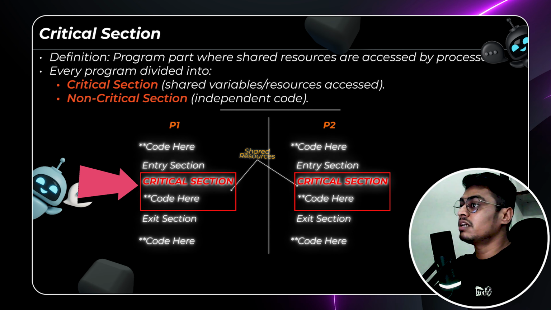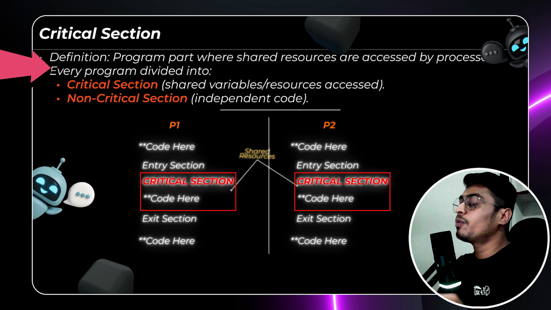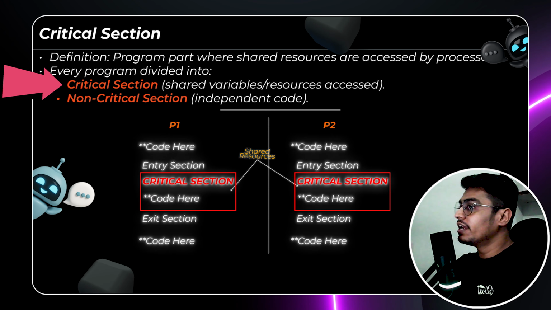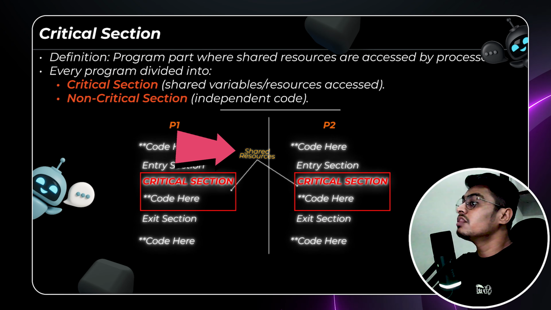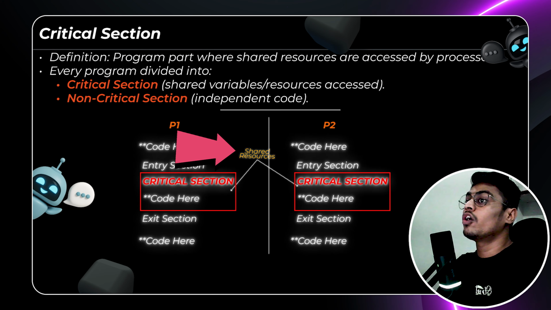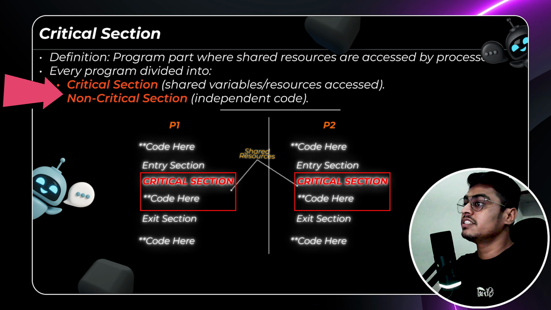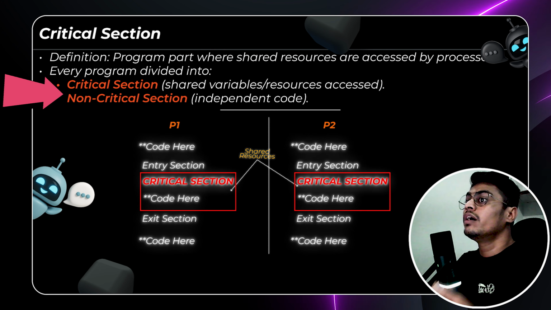In concurrent systems with cooperative processes, every program can be divided into two sections: the critical section and the non-critical section. The critical section contains code that accesses shared variables, memory, or resources. The non-critical section contains code that is independent and doesn't involve shared resources.